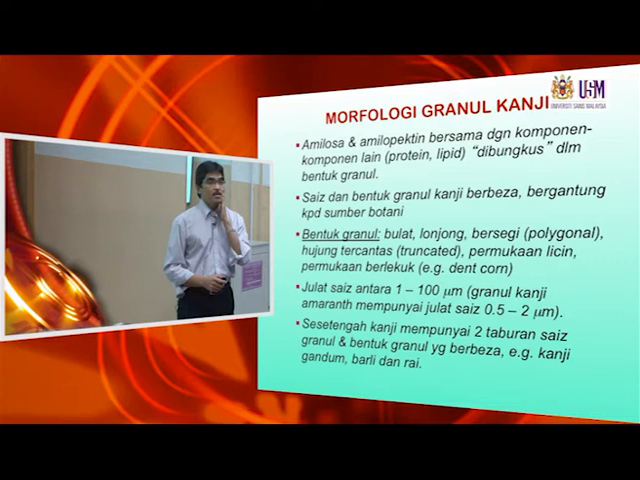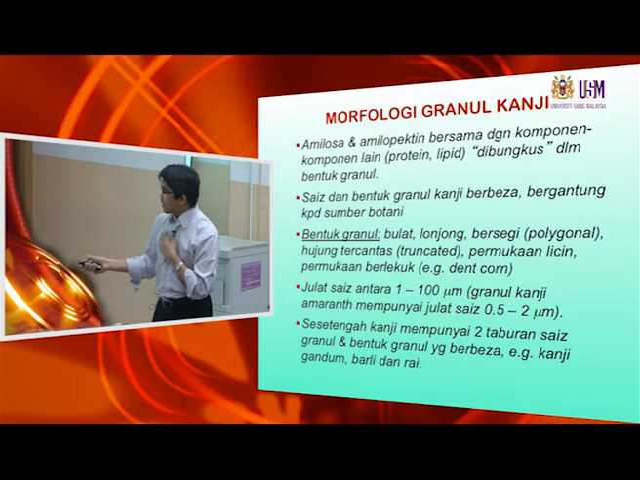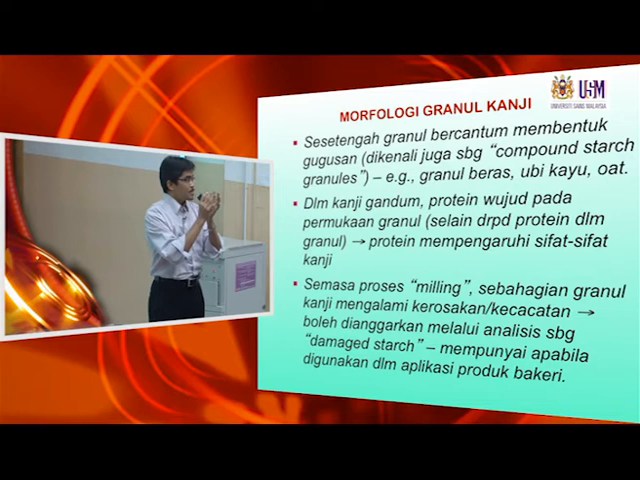What do you mean by amaran? Even smaller granule. Amaran is also a type of cereal. Now, this is what is called a half granule, which forms clusters. So they are known as compound granules.